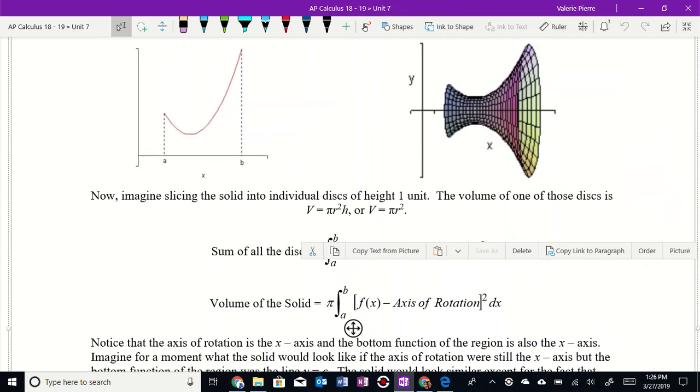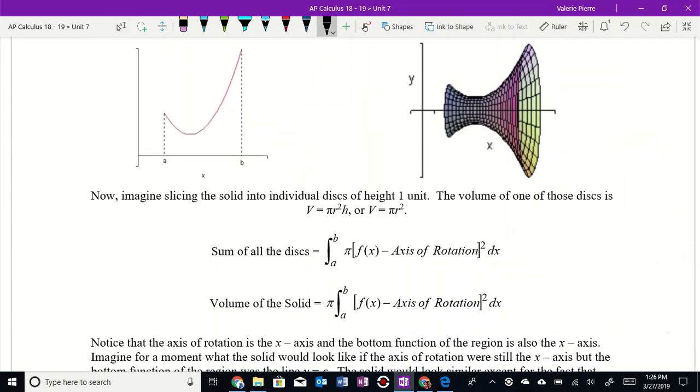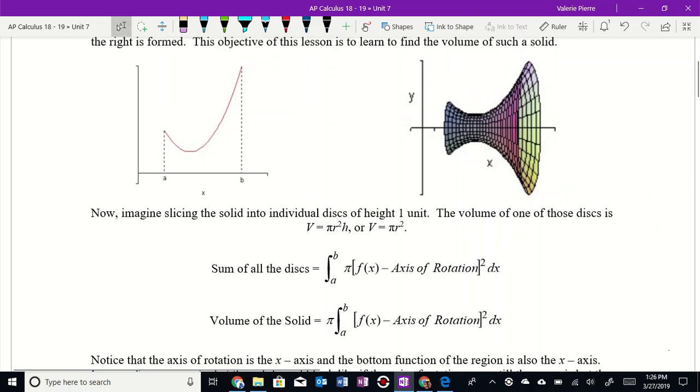So now imagine slicing a solid into individual disks of height 1 unit. The volume of one of those disks is V equals pi r squared h, or V equals pi r squared, since h is 1.